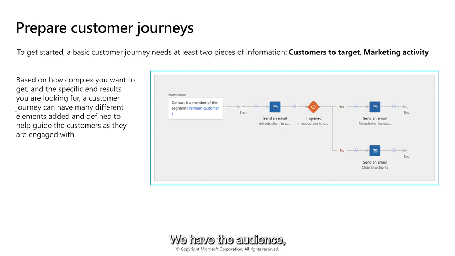We have the audience. So who are the people that the journey is targeting? A customer journey's audience can be any of the following. It can be a segment, which is a collection of contacts grouped according to a common attribute or explicit assignment. It could be a form submitted, so all new or existing contacts who have submitted the form will be sent along the customer journey. Or it can be record updates.